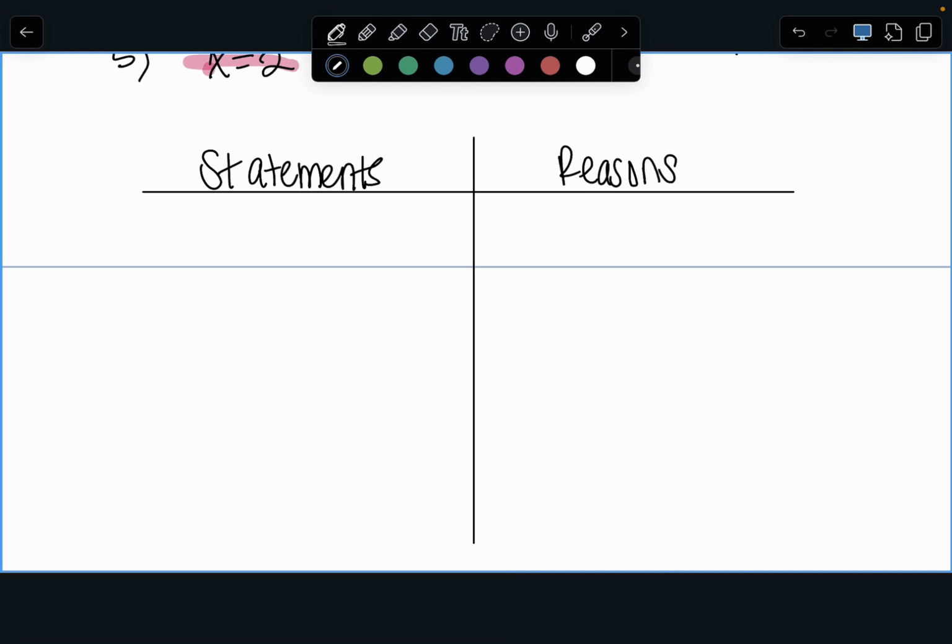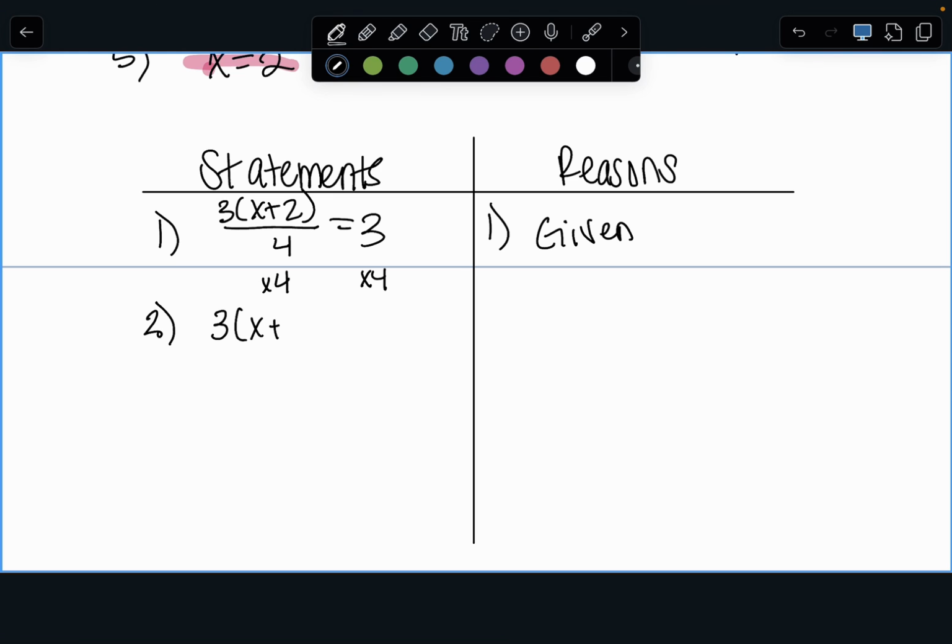First line of any proof? Given. Free points if we put given. Okay. Instead of distributing out the 3, what else could I do first? What if I didn't want to handle this fraction and leave it looming over my head? What would I do? Multiply by 4. Yeah, we're dividing by 4 right now. Let's multiply both sides by 4. We get 3 times x plus 2 is equal to 12.